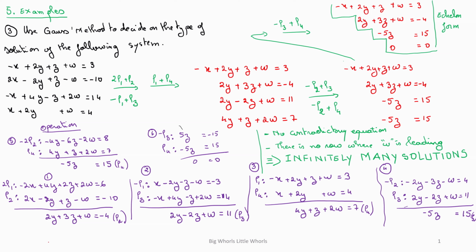Sorry, a quick correction here. I meant to say minus 2 rho 2 plus rho 4. This is what we have done here: minus 2 rho 2 plus rho 4. Is that okay? Thanks.